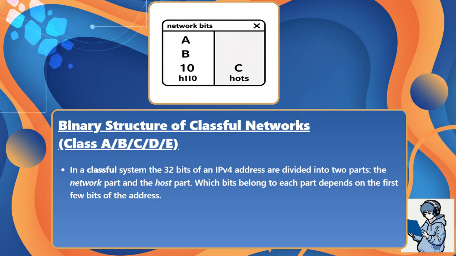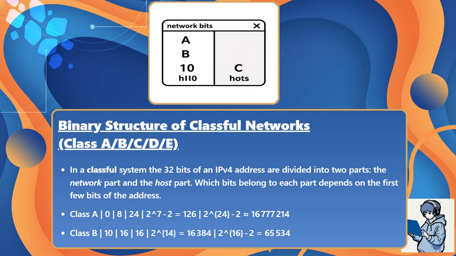In a classful system, the 32 bits of an IPv4 address are divided into two parts, the network part and the host part. Which bits belong to each part depends on the first few bits of the address. Class A: first bits 0, network bits 8, host bits 24, total networks 2 to the power 7 minus 2 equals 126. Hosts per network 2 to the power 24 minus 2, approximately 16,777,214. Class B: first bits 10, network bits 16, host bits 16, total networks 2 to the power 14 equals 16,384. Hosts per network 2 to the power 16 minus 2 equals 65,534.